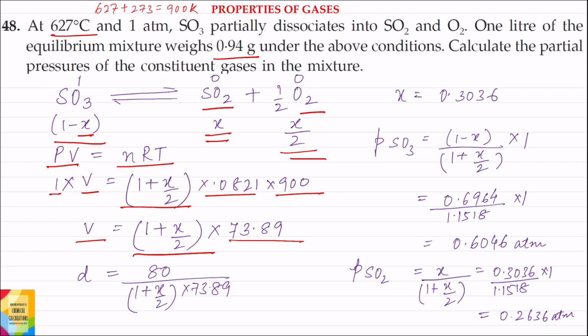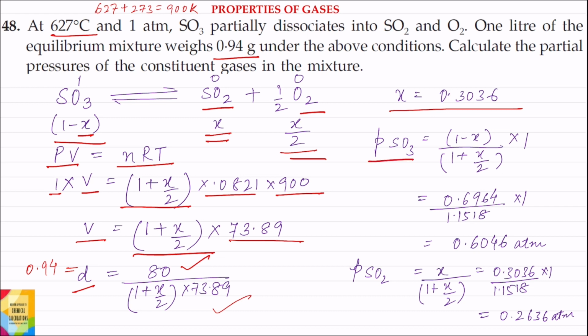Now the formula for density is weight divided by volume. Initially only sulfur trioxide was there and we have assumed that 1 mole of sulfur trioxide is there. So weight of 1 mole of sulfur trioxide is 80 grams. So weight is equal to 80 grams divided by volume, that is 1 plus x by 2 into 73.89 liters, is equal to density, and density is given in the question as 0.94 gram per liter. Substituting the values and solving, the value of x is equal to 0.3036. So this is the degree of dissociation.